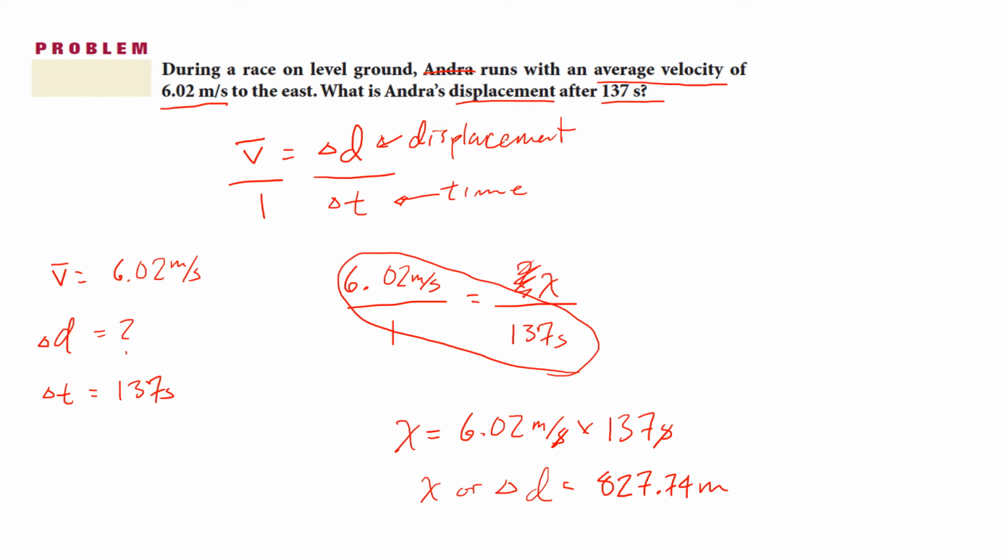824.74 meters. Just so you know, it looks like the problem is only giving us 3 digits to work with, so we can't use all 5 digits. We need to round it up to 828 meters. That is our answer.